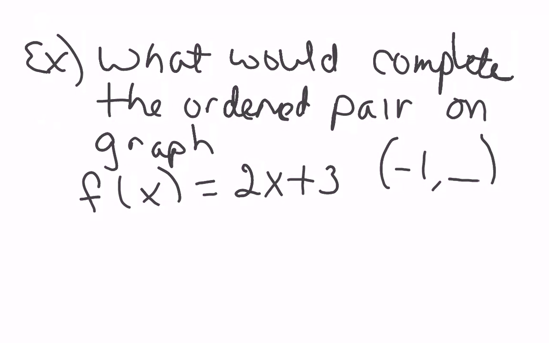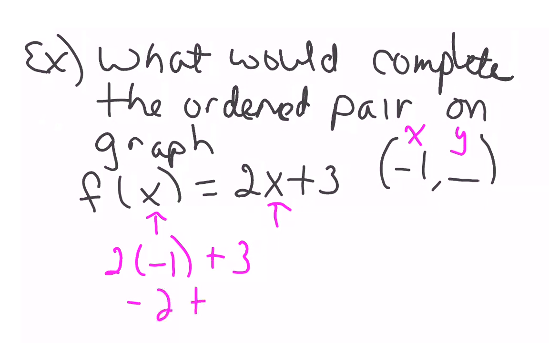So remember that a function still has x's and y's, and an ordered pair is x and y. So when it says what would complete the ordered pair, they're saying that x is -1 in our function of x. So what we're going to do is plug that in for x. So plugging that in, 2 times -1 plus 3. Order of operations, 2 times -1 is -2 plus 3. -2 plus 3 is 1. So what would complete it? 1.